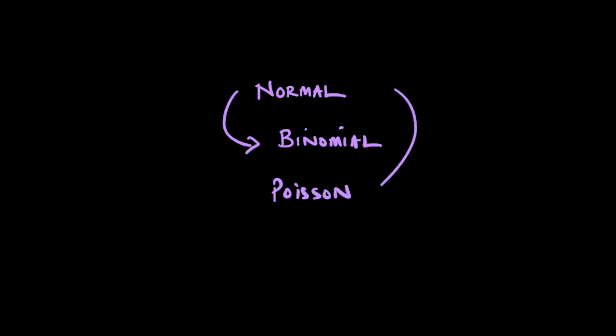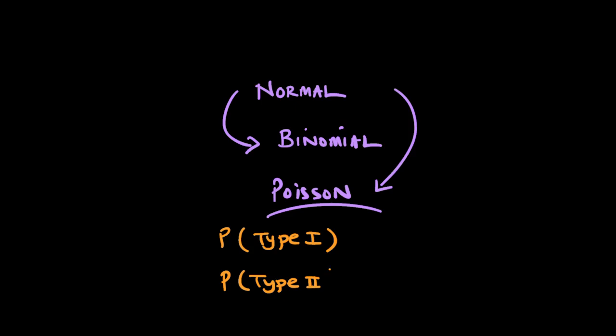In the upcoming videos, we will be solving questions related to normal distribution, binomial probability distribution, Poisson probability distribution, and normal approximation to binomial. Similarly, we'll be doing questions related to normal approximation to Poisson. Not only will we be calculating the probability of type 1 error or the probability of type 2 error, we will also be doing the explanation in the context of the question.